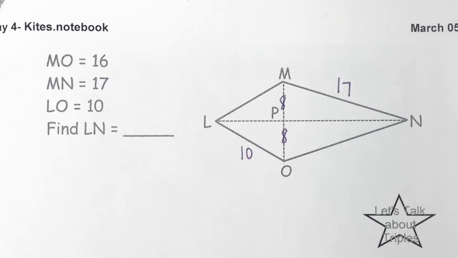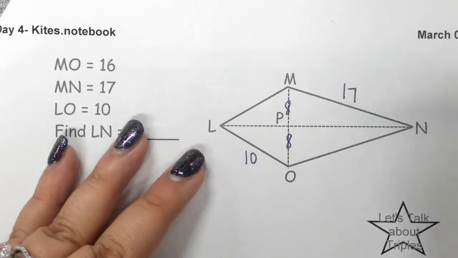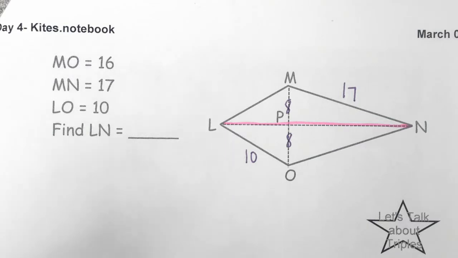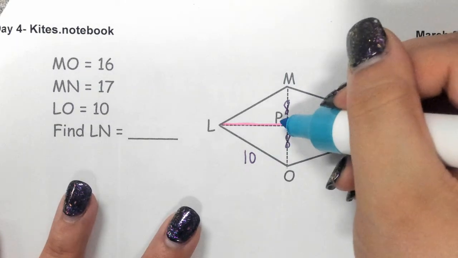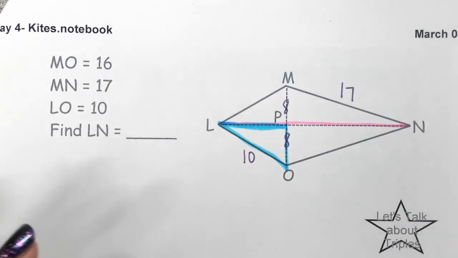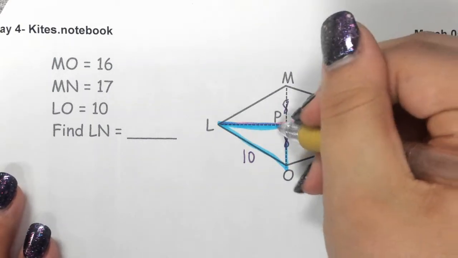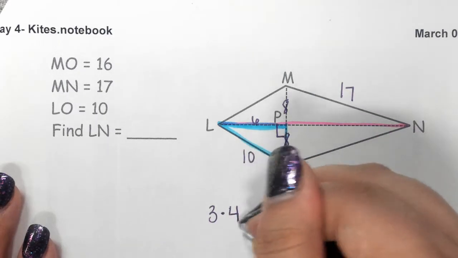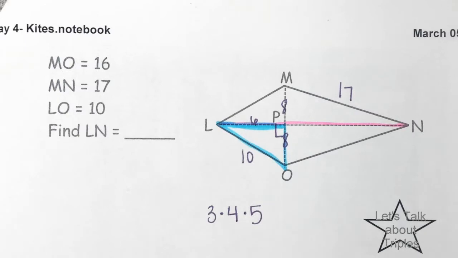Okay, have we drawn our picture? Now, ladies, I want to know LN. So I want to know the whole long diagonal. What am I going to have to do? I don't need to find any angles right now. I have to find LP by making this a triangle. If that's 10 and that's 8, what's LP going to be? 6. 3, 4, 5 triangles. So that's 6. Cool, that was easy enough.